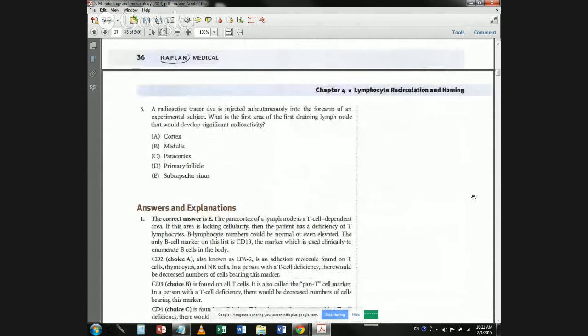The answer says that the correct answer is E. The paracortex of the lymph node is a T cell dependent area. If this area is lacking in cellularity, then the patient has a deficiency of T lymphocytes. B lymphocyte numbers could be normal or even elevated. Now, why would they be elevated? I don't know. Normal, I understand. The only B cell marker on this list is CD19, the marker which is used clinically to enumerate the B cells in the body.